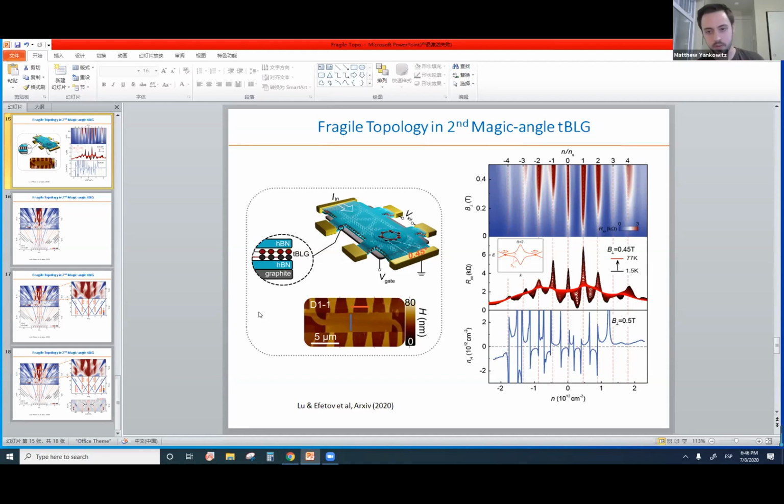Maybe if I could ask just one more quick follow-up. So if you were to align the system with boron nitride, you would break the C2T symmetry. And in principle, you would lose the fragile topology, but you would still have the non-zero Chern numbers of the bands. And in principle, you would still see these interruptions in the Hofstadter spectrum. Actually, the non-zero Chern gap is a Landau level gap. It's not intrinsic. It's not like the stable topology. It's just a Landau level gap.